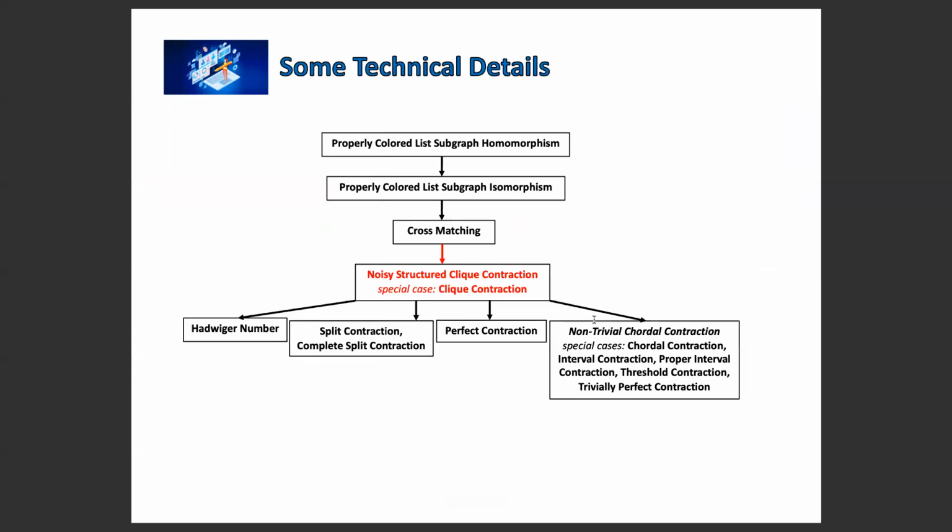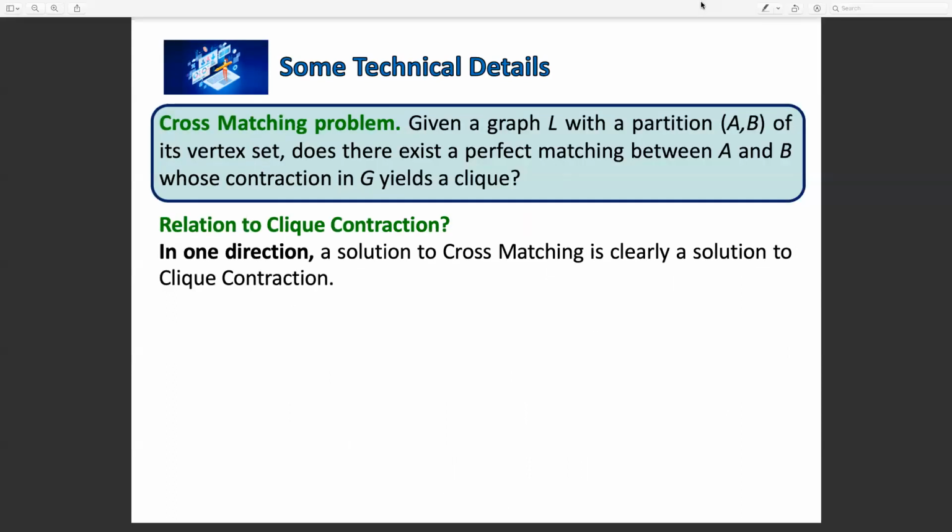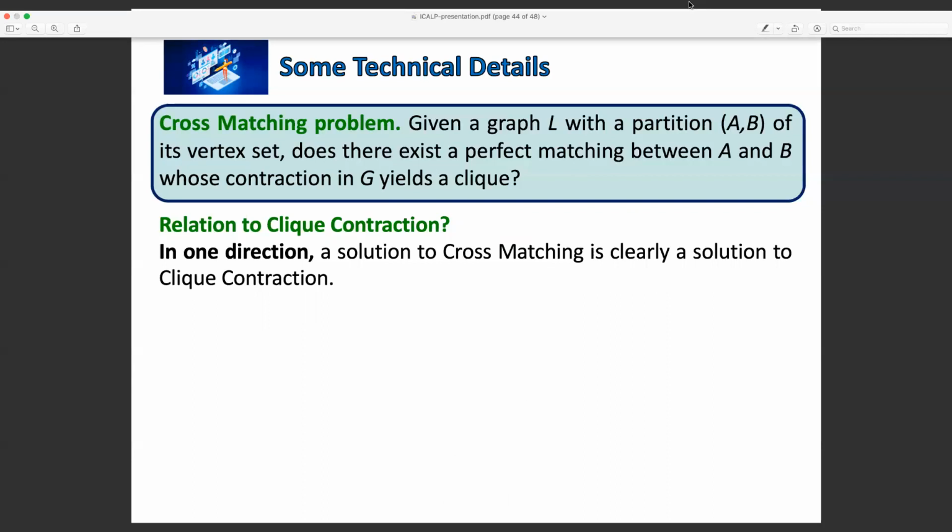So now we saw the relation between cross-matching and list subgraph isomorphism. Now let's see what is the relation between cross-matching and clique contraction, and also a certain variant of it, which we call the noisy structured clique contraction. So what is the relation to clique contraction?